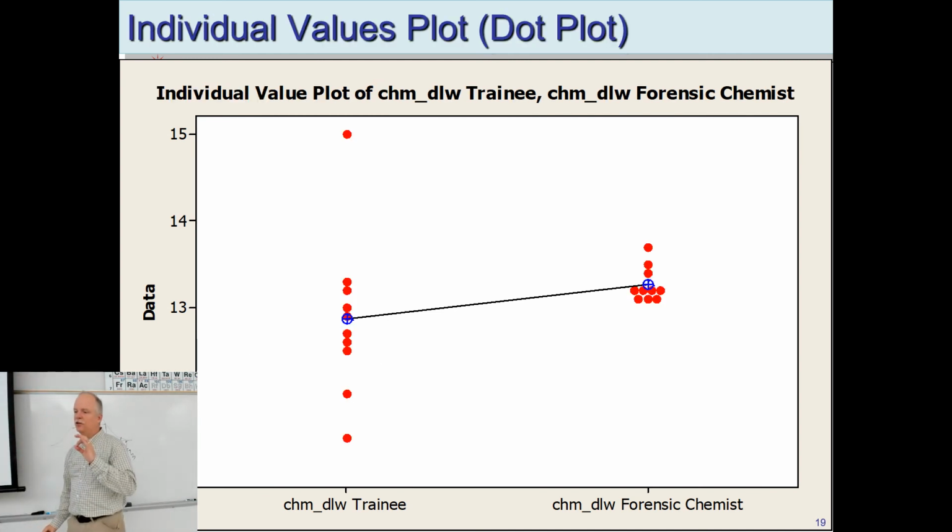This is an individual data plot. It shows every data point for the trainee and every data point for the forensic chemist. And you see the forensic chemist had 3 data points that were the same answer and 4 data points that were the same answer. And that's why that's not normally distributed. The blue dots are the mean values, and the line just shows you visually how they're connected. So if that line was horizontal, they would have exactly the same mean.